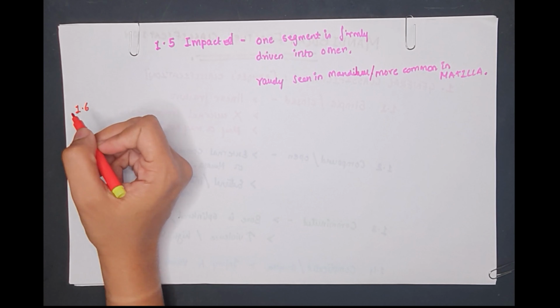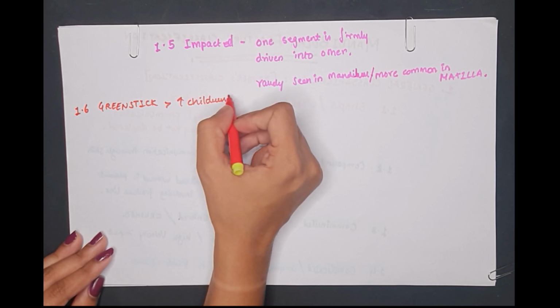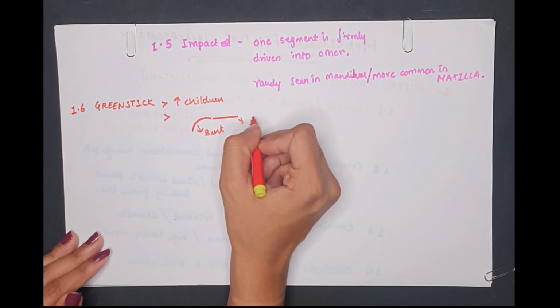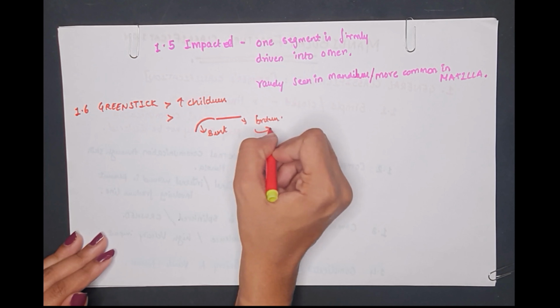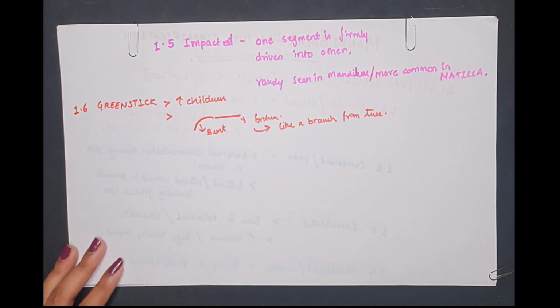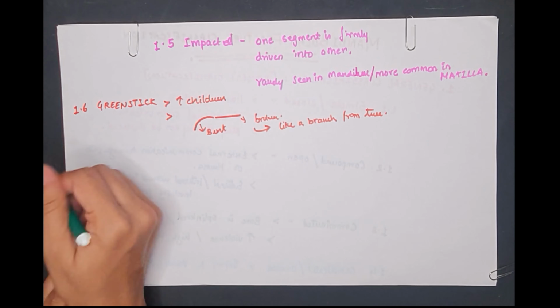Then we will see the greenstick fracture. Why is it called greenstick? Because it looks very similar to when you try to break a small green branch: one part is bent and the other one is straight. So it is like a branch of a tree. That is why you call it greenstick, and it is highly seen in children because their bone has not developed completely. The growth has not been completed. So you can see that one part is bent and the other one is straight.